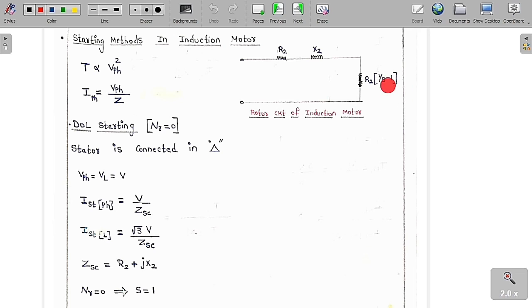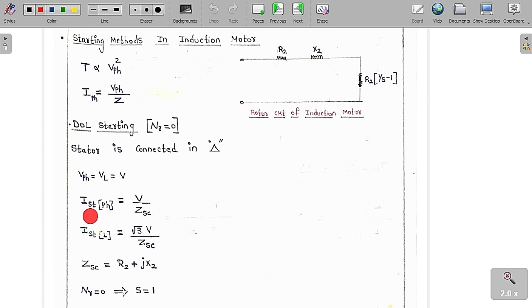Whenever you keep 1 here, it is going to become short circuit. You can see clearly here, whenever S is equal to 1, it becomes 0, meaning it is short circuit. Then the stator is always connected in the delta fashion. Then the phase voltage is equal to the line voltage, which is V, because in delta the phase is equal to line. Therefore phase is also equal to V.